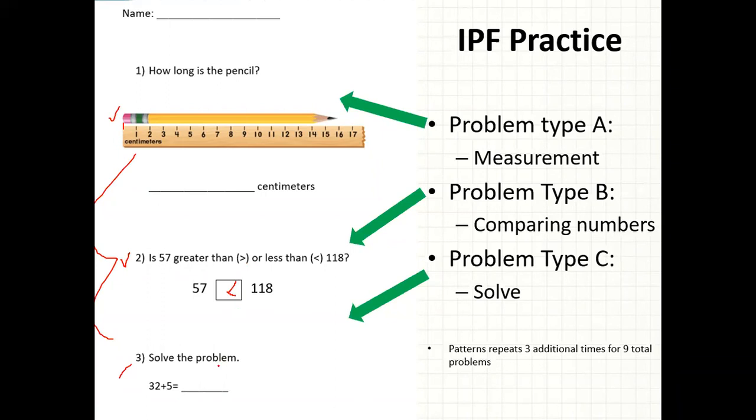All right, good. Then down here, solve. Okay, so I'm not comparing these 2 numbers. I'm not measuring. What am I doing? Oh, I'm adding, and then I have to add those numbers. So that cognitive process is what we know produces a much stronger long-term effect.